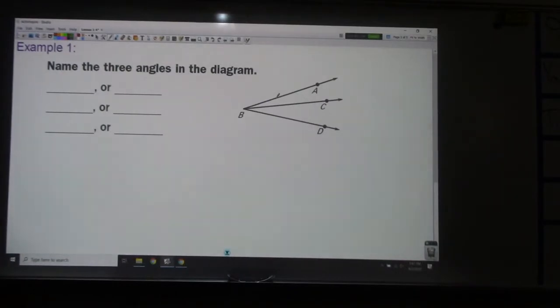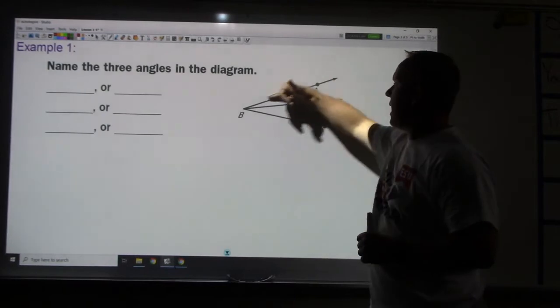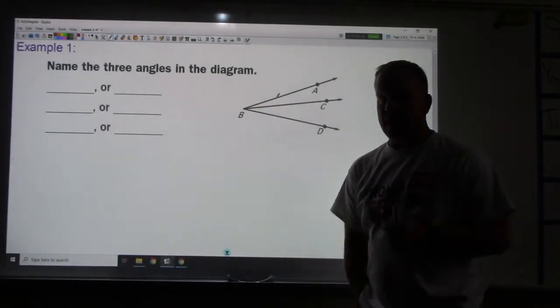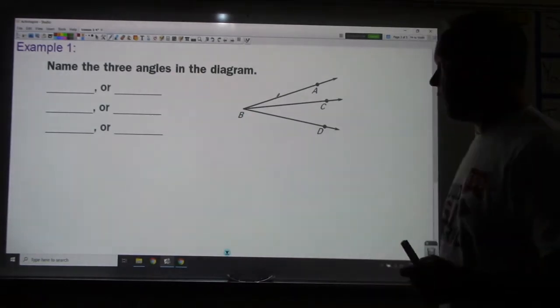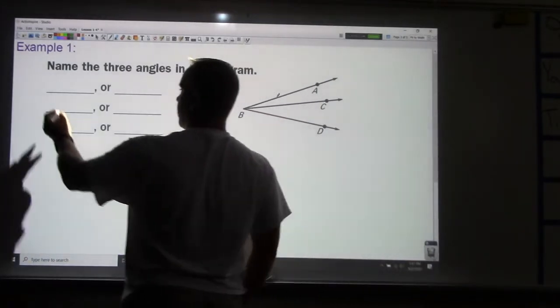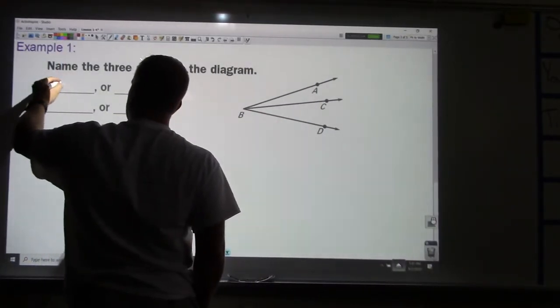Okay, now example 1. Now we have to give these rays names. In this diagram, there are in fact 3 angles. There's the angle on the top, the angle on the bottom, and the big angle that consists of both of those angles put together. We need to name each of those angles. So, starting with the angle on the top. Its first name is going to be angle ABC.